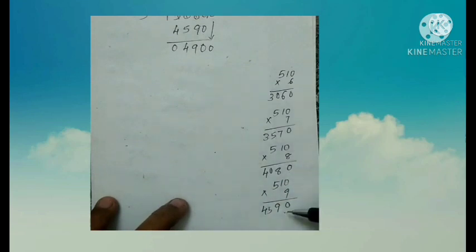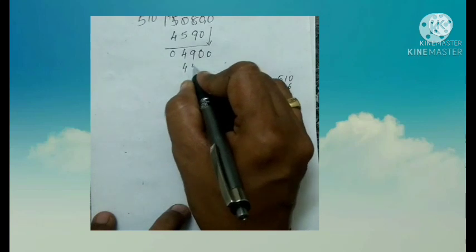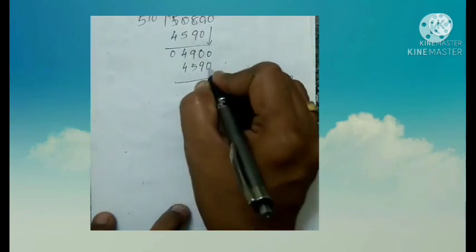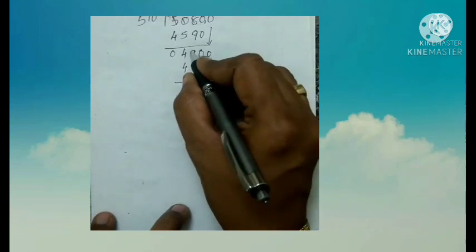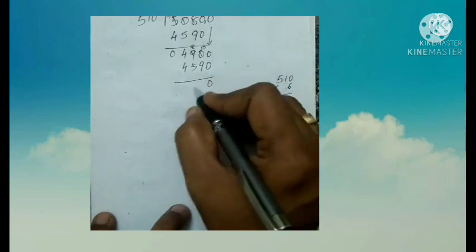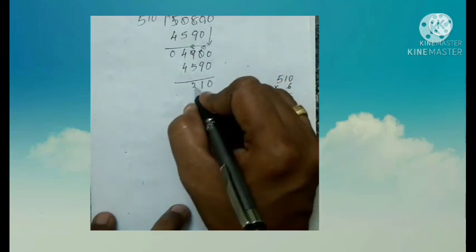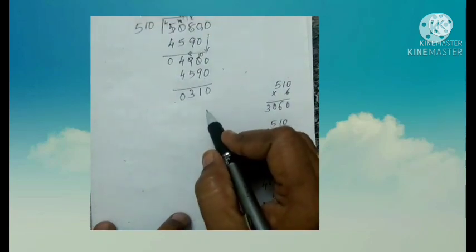So look at the table. 9 times 4,590. Then subtraction, 0 minus 0, 0. 0 minus 9 is not possible. So taking 1 from here, 9 becomes 8 and 0 becomes 10. 10 minus 9, 1. 8 minus 5, 3. 4 minus 4, 0. 310 is the remainder.